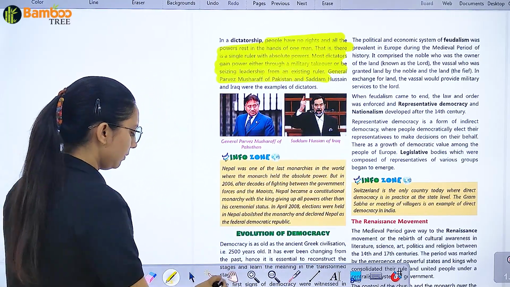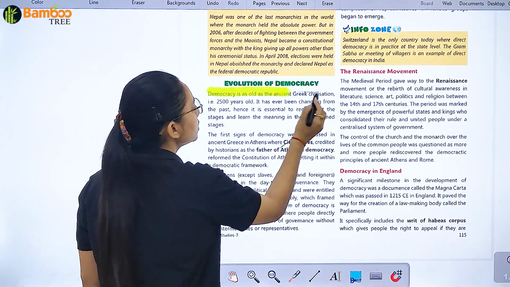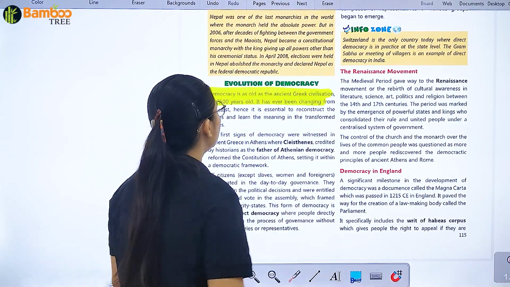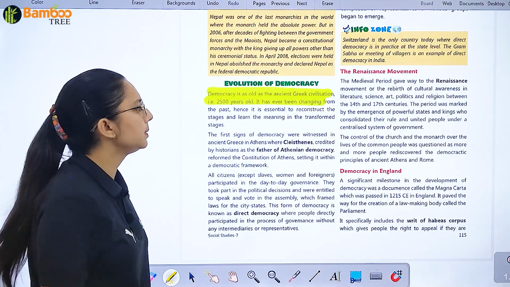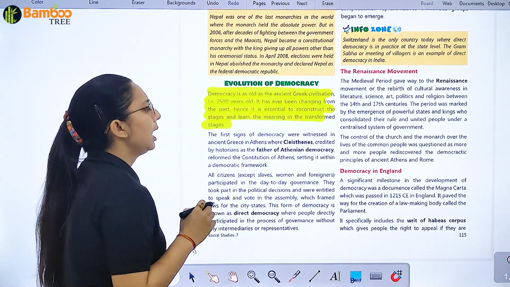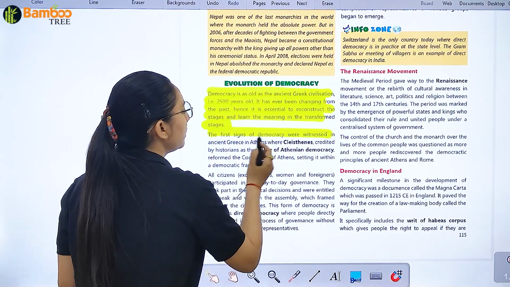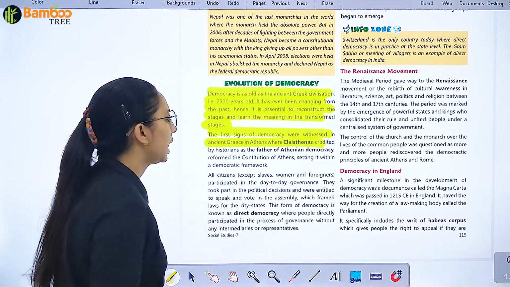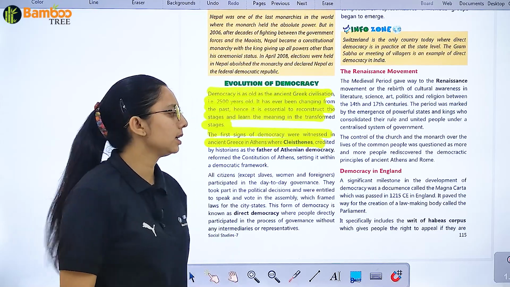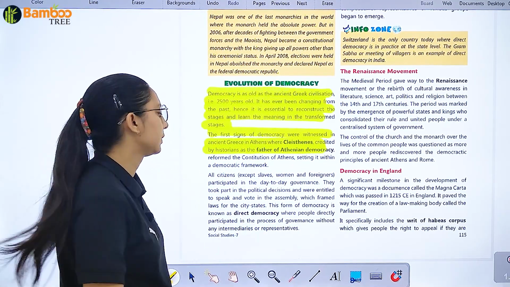Right? Now we have the evolution of democracy. Democracy is as old as ancient Greek civilization, that is 2500 years old. It has been ever changing from the past, and it is essential to reconstruct the stages and learn the meaning in the transformed stages. The first signs of democracy were witnessed in ancient Greece, in Athens, with Cleisthenes, credited by historians as the father of Athenian democracy.